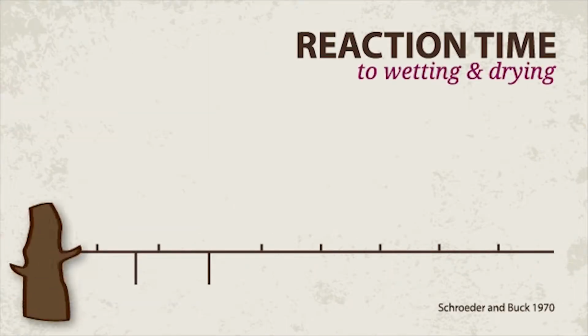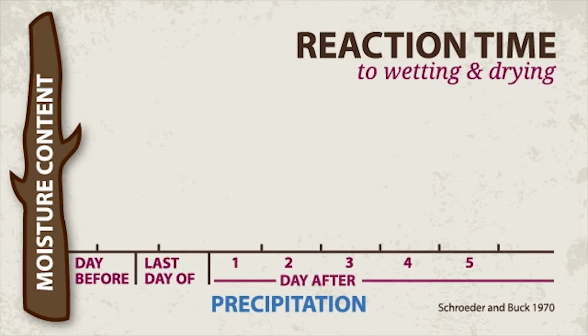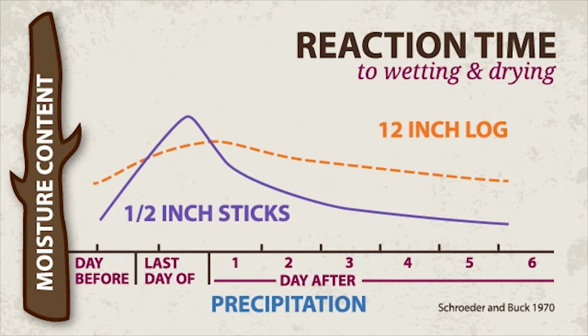As you can see, the 1/2 inch sticks gain and lose moisture more quickly than the 12-inch log. The smaller the fuel size, the less time it takes for that fuel to gain or lose moisture.